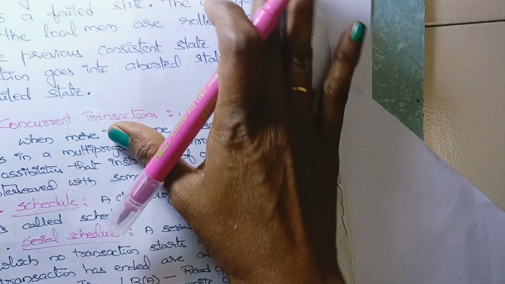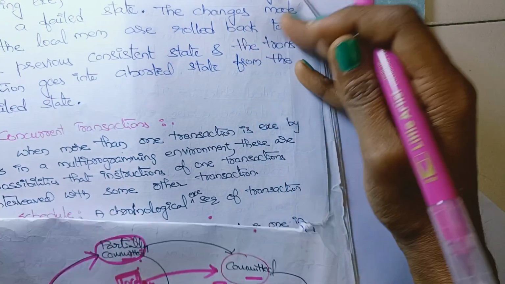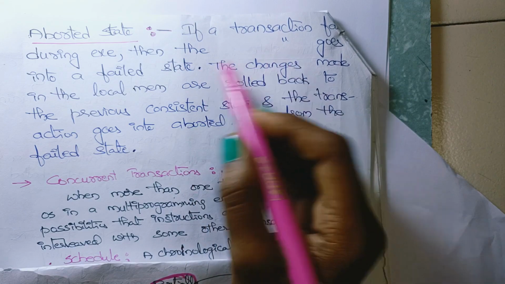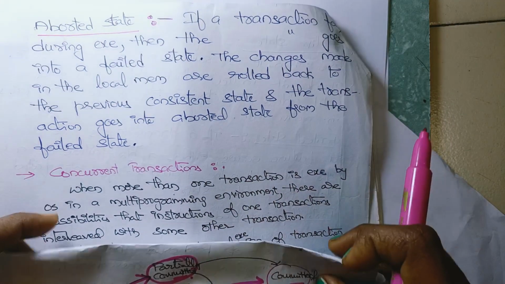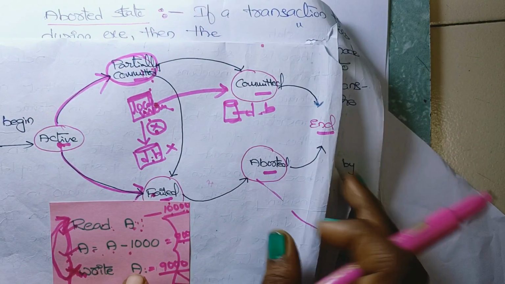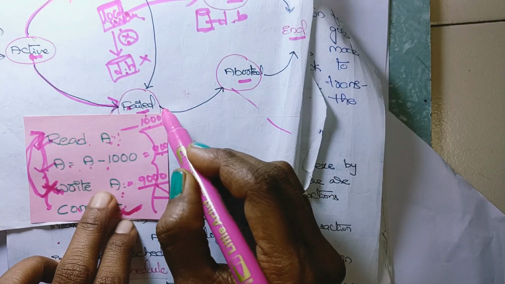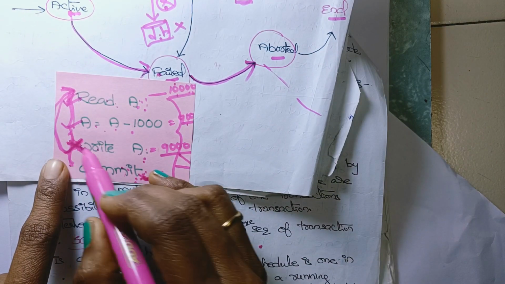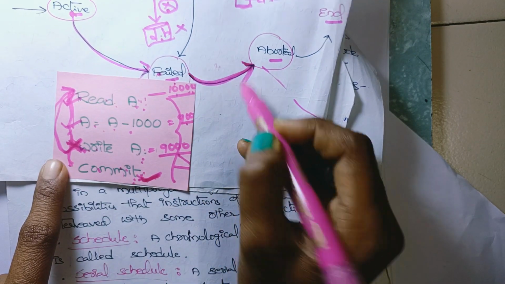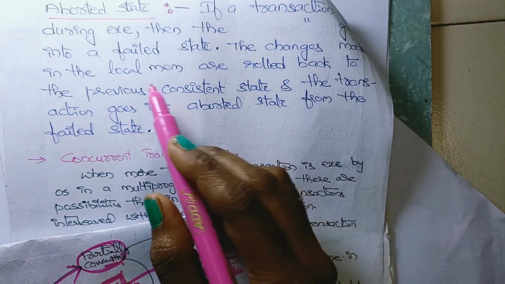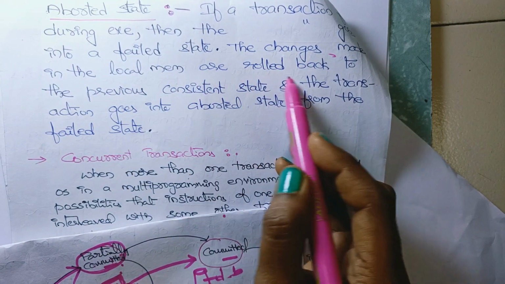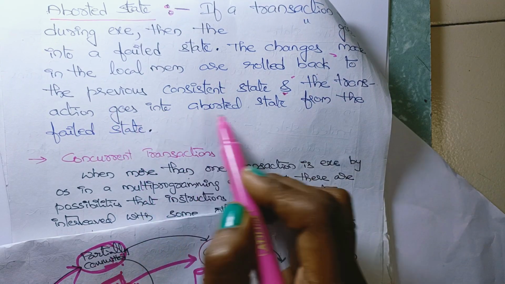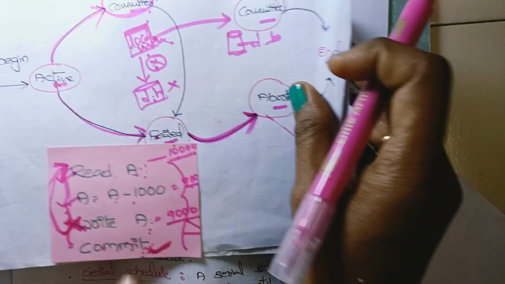Next one, aborted state. Aborted state means if the transaction fails during the execution, then the transaction goes into a failed state. So if you observe here, the transaction goes from failed to aborted. If the transaction fails at some operation, then it will go to the aborted state. The changes made in the local memory are rolled back to the previous consistent state, and the transaction goes into the aborted state from the failed state.